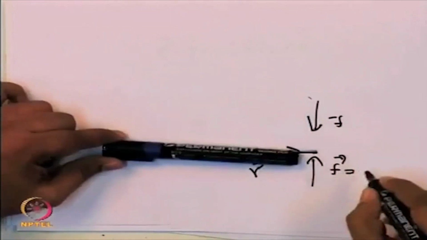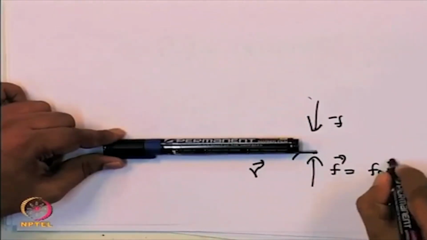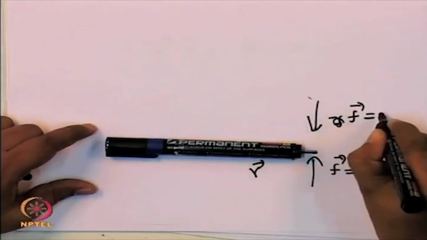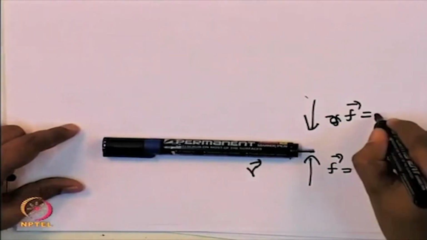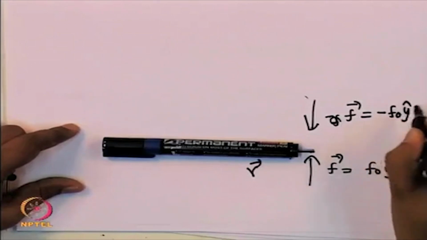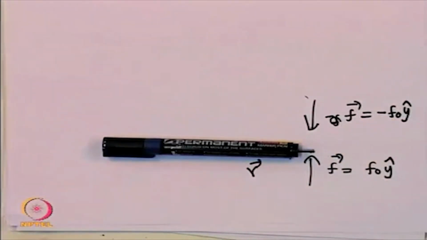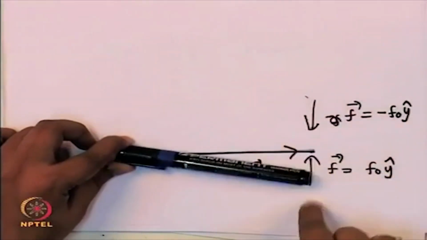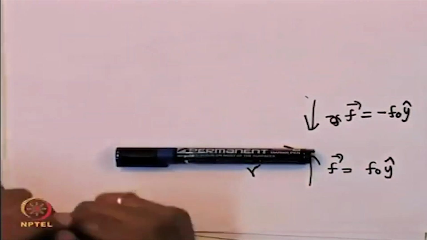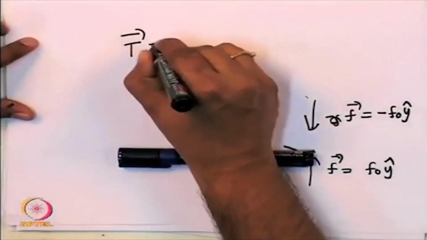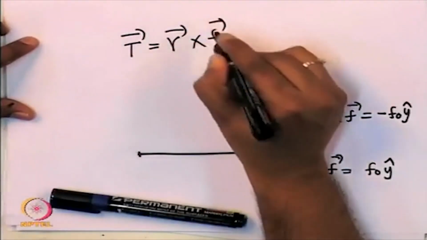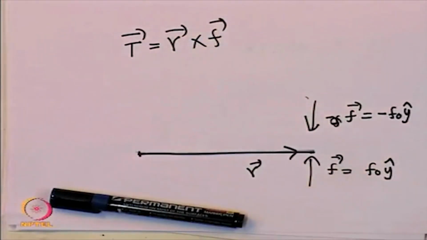So, let me call this the y direction. So, f is some f 0 along the y direction. Here I am applying the force along the minus y direction, so minus f 0 y. So, I can represent it either along the plus y direction or the minus y direction. Depending on that, the torque, which is defined as T here, is basically r, which is always in the same direction, cross f. f is sometimes in that direction or in the other direction. So, the direction of the torque will change.